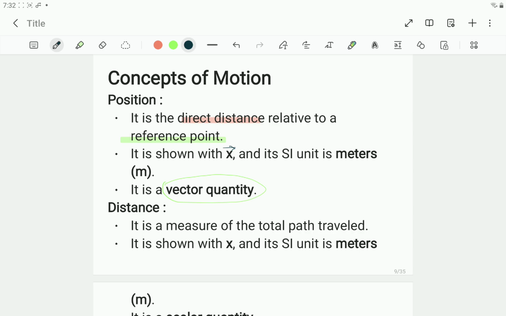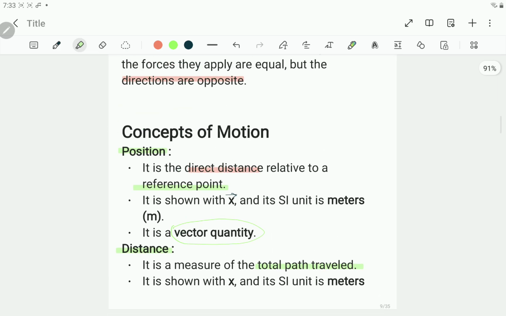Okay, and we have another key vocabulary here: distance. So position and distance, they're not the same, right? Okay, distance is a measure of the total path traveled. Total path traveled. This is important to learn too. So distance means total path traveled. It is shown with x, and its SI unit is meters.